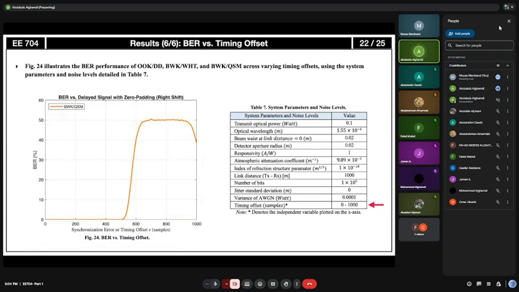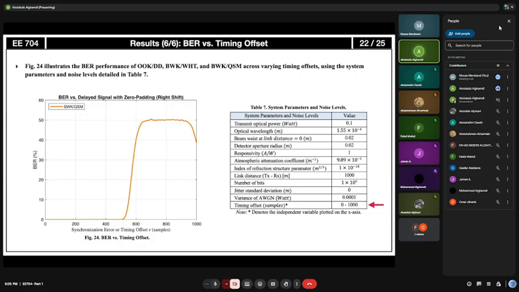Finally, here we have the bit error performance with respect to the timing offset. Here we only consider the binary Walsh keying with Q spectrum template matching technique, because this is the only modulation and detection technique that is adaptive to the time shift. Other techniques need other systems. They need, for example, a phase lock loop to handle the time delay. But this technique can handle the time delay.